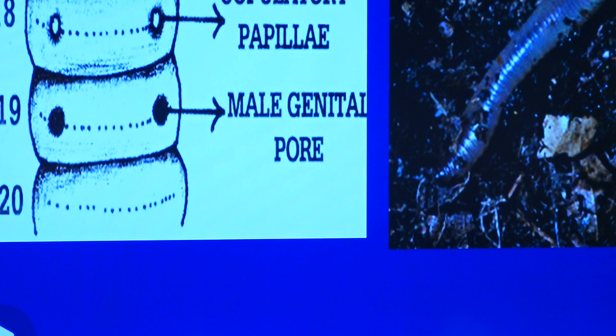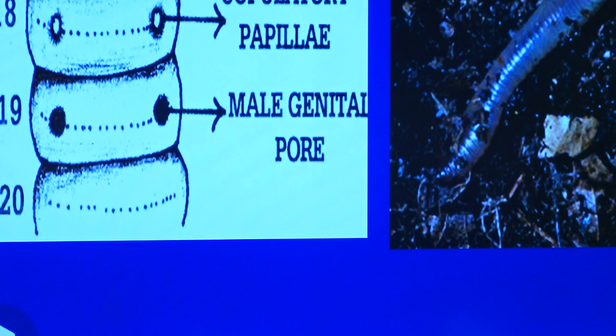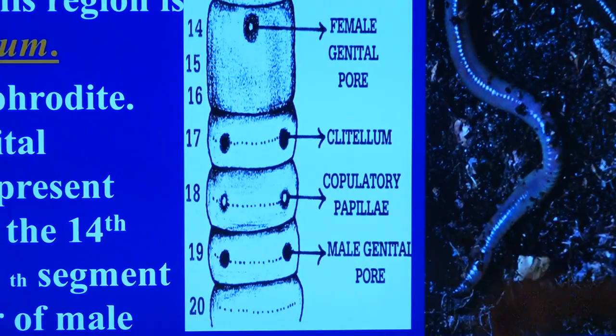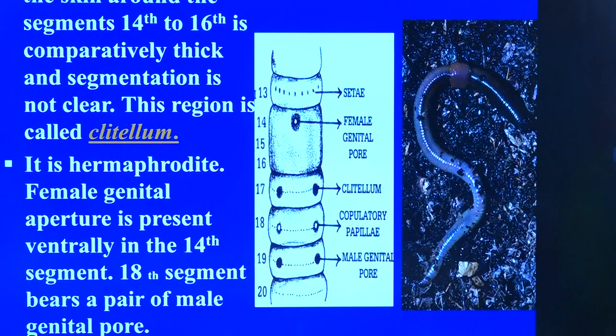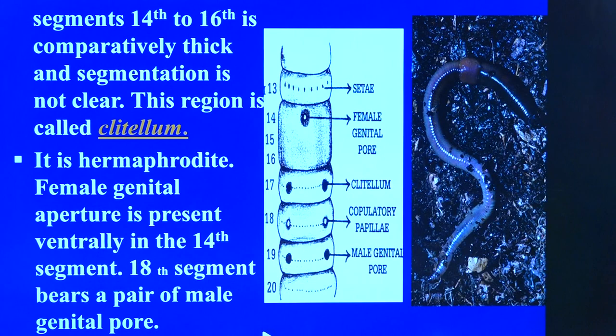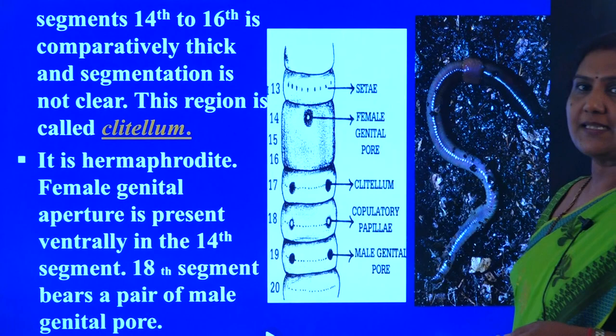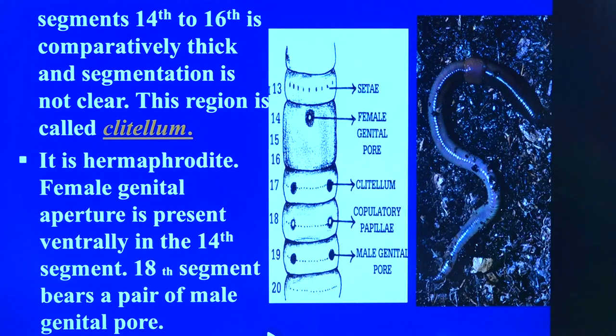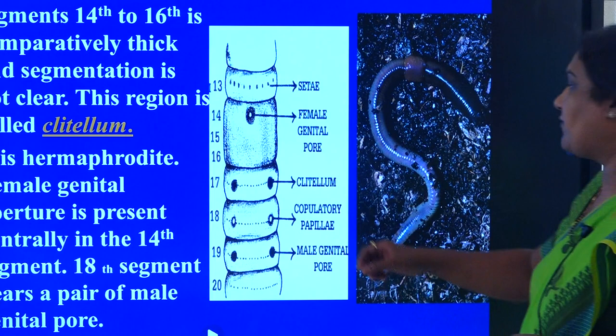In an adult earthworm, the skin around the 14th to 16th segment has a red-colored, band-like structure. It's comparatively thicker than the other segments, but the segmentation is not clearly seen in this particular region. And what is that called? That band-like structure is called the clitellum. Earthworm is a hermaphrodite. It has both the male as well as the female reproductive structures present in the same individual.